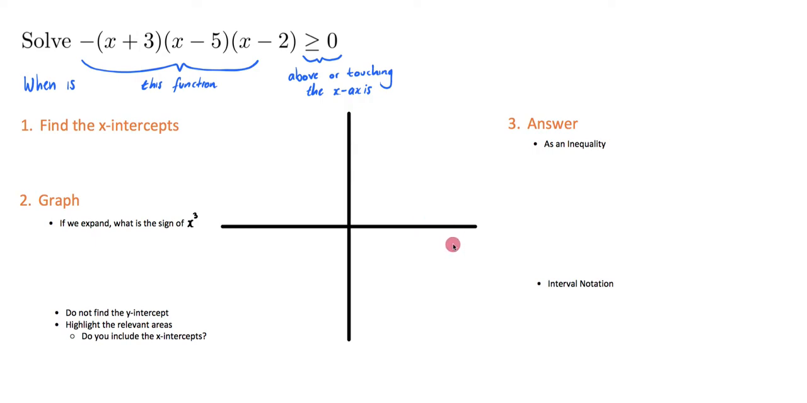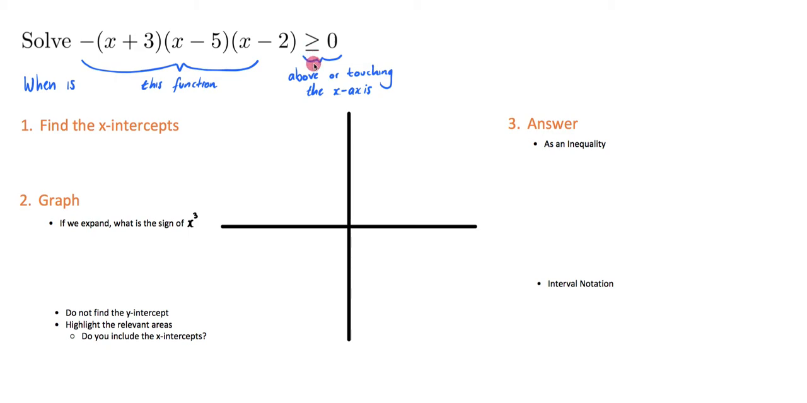So we're going through another cubic inequality question. Here it is. We're being asked to solve this for when it is greater than or equal to 0. The first thing that we do is decipher what it's saying. It's saying when is this function above or touching the x-axis. Above because I've got the greater than, and touching because I've got the equal to.